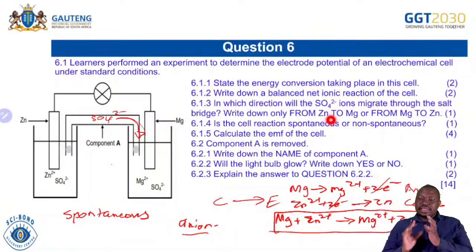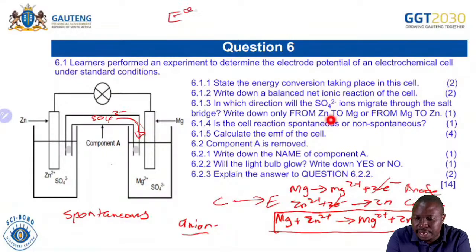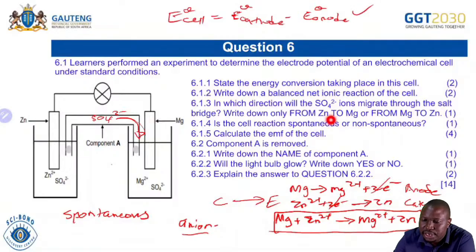Please copy the formula straight from the data sheet, please, so that we don't have a problem. It says E cathode. Don't shorten it. Just copy it the way it appears. Then you are able to get the 1 mark. But if you change anything there, we won't give you the mark for writing the formula.